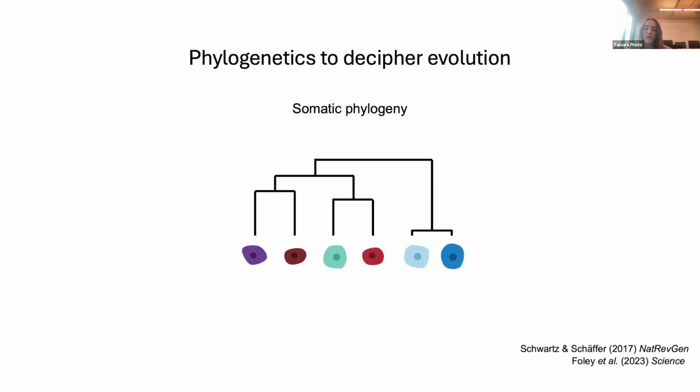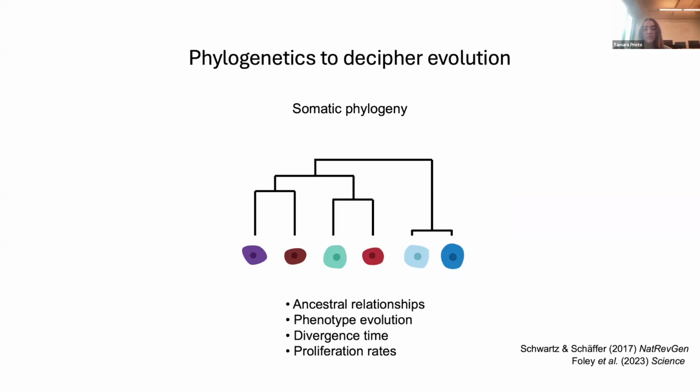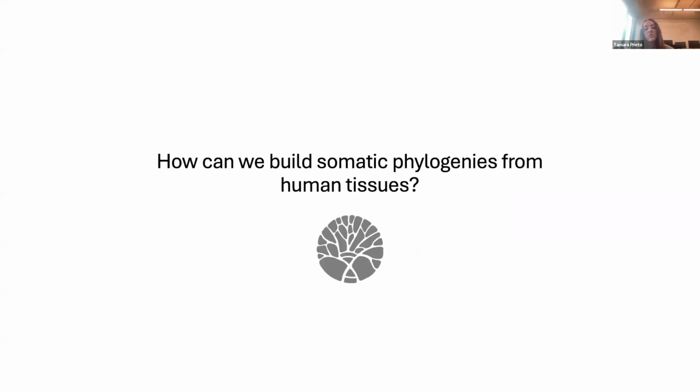And the same principles can be applied if the terminal nodes are cell clones instead of species. Using phylogenetics, we can uncover how clones are related, understand and quantify their phenotype changes, know when a clone originated, or even how fast certain clones might grow. As this information can be of clinical relevance, how do we build the somatic phylogenies?